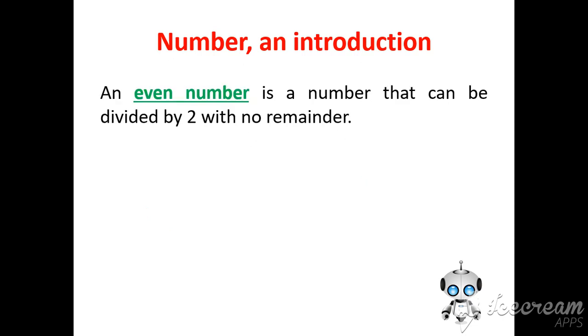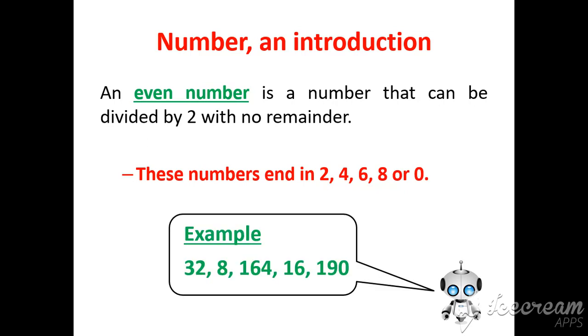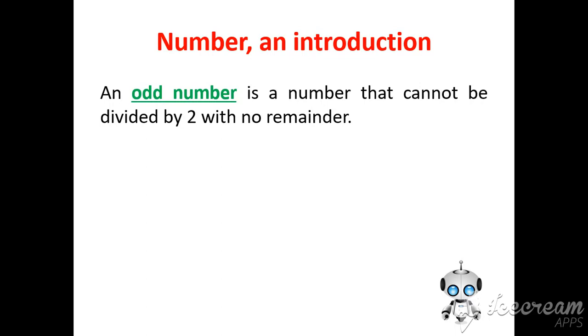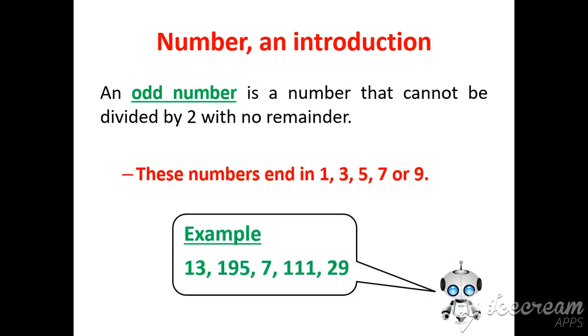Right, let's finish off with two quick things. You should know about these by now. An even number, basically an even number is a number that can be divided by 2 with no remainder, and they must end in either 2, 4, 6, 8, or 0. Okay, here's some examples of even numbers. And an odd number. An odd number is a number that cannot be divided by 2 with no remainder, and they must finish with either 1, 3, 5, 7, or 9. And here are some examples of some odd numbers.